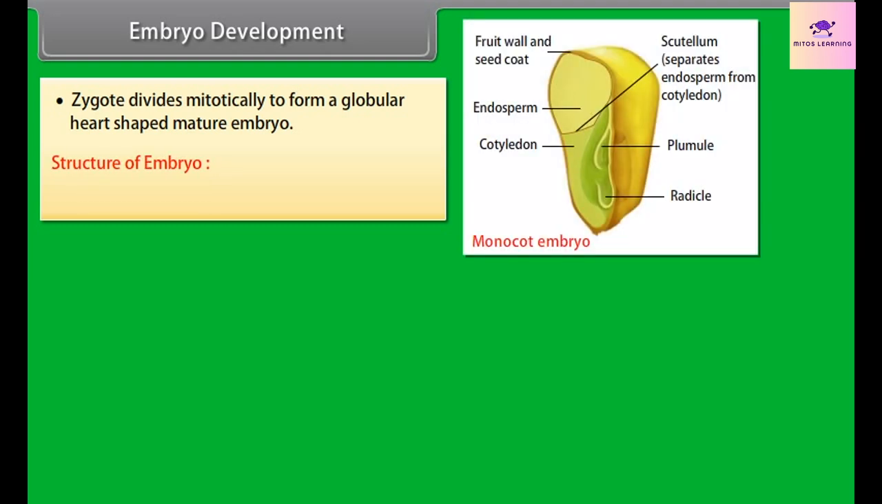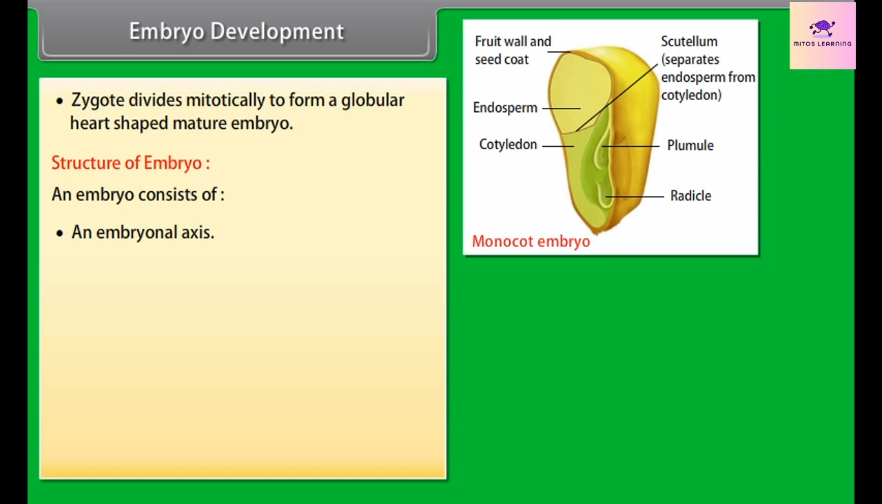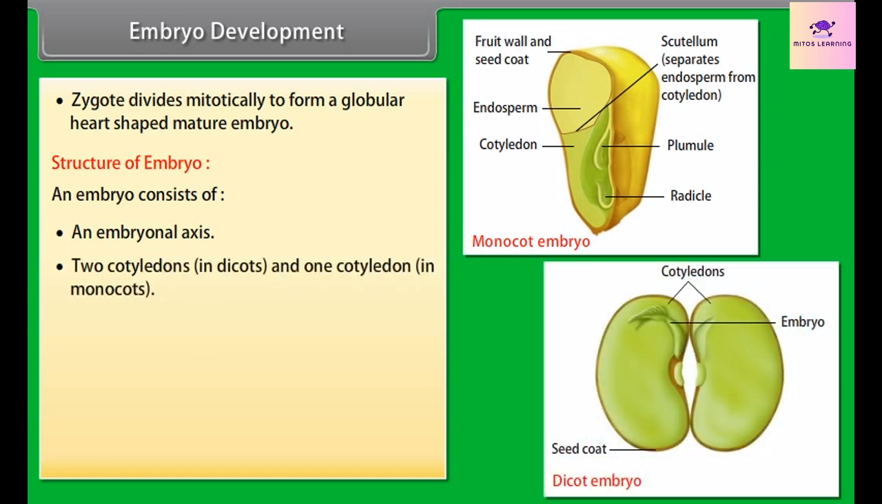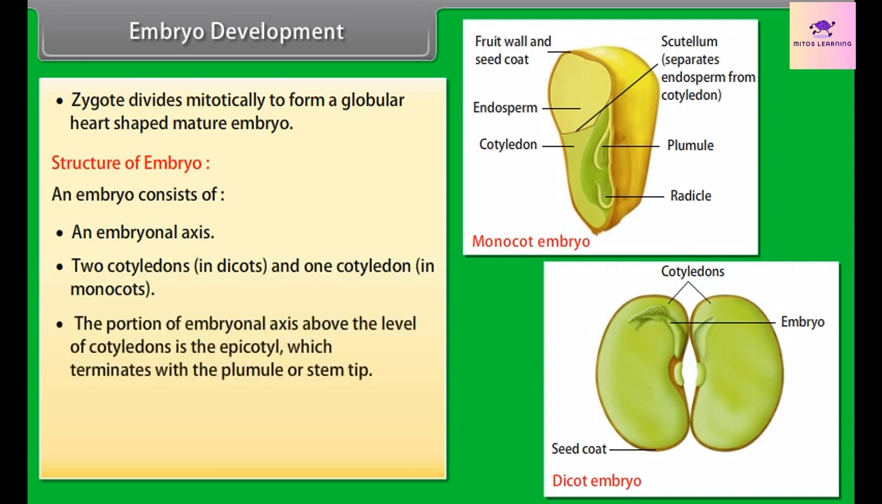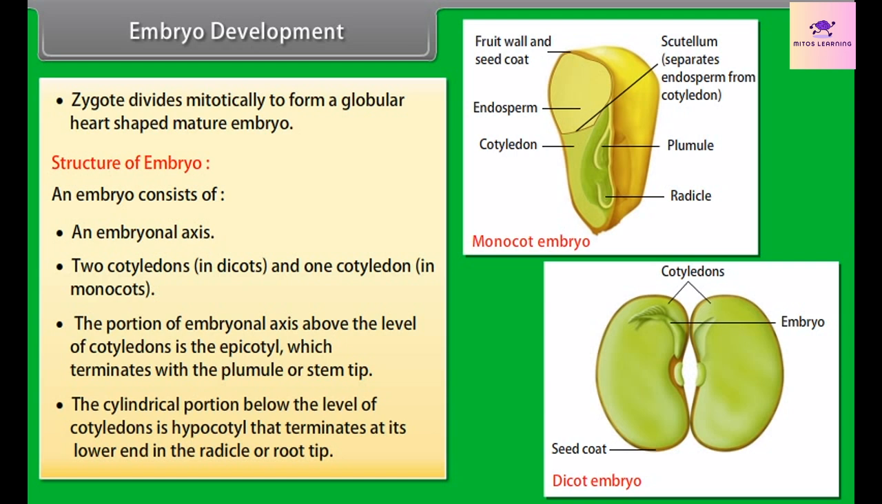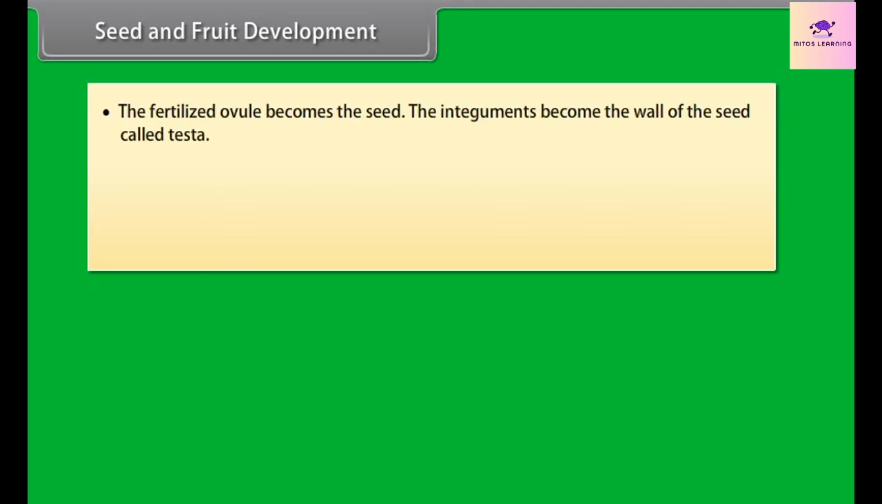Structure of embryo. An embryo consists of an embryonal axis, 2 cotyledons in dicots and 1 cotyledon in monocots. The portion of the embryonal axis above the level of cotyledons is the epicotyl, which terminates with the plumule or stem tip. The cylindrical portion below the level of cotyledons is the hypocotyl, which terminates at its lower end in the radicle or root tip. Seed and fruit development. The fertilized ovule becomes the seed.